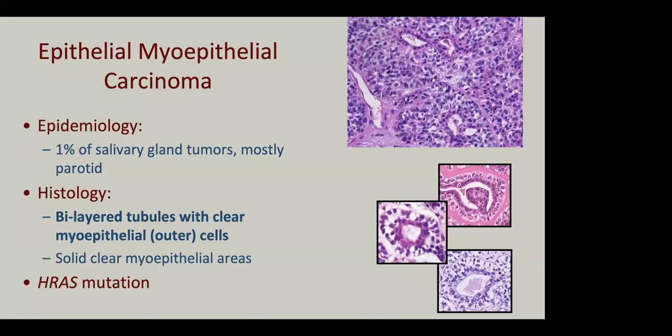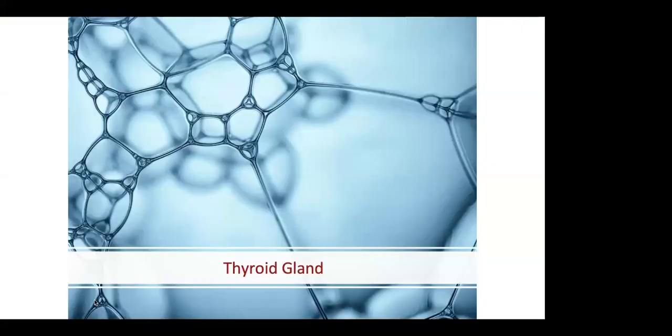Epithelial-myoepithelial carcinoma, as its name suggests, is also biphasic. You have epithelial cells that are punctuating these larger nests and islands of myoepithelial cells, often which have very clear cytoplasm. The biphasic nature is readily apparent, usually on H&E, and you can highlight with immunostains if need be. HRAS mutation. All right.